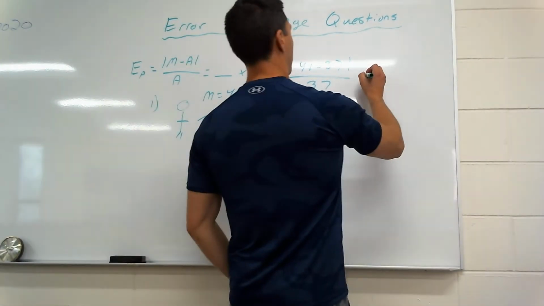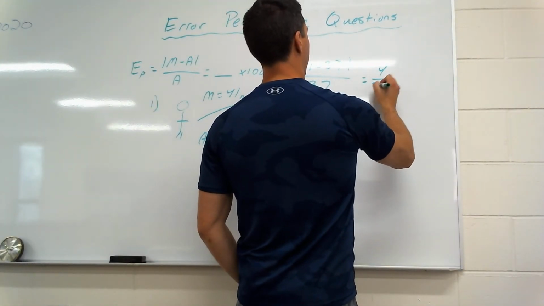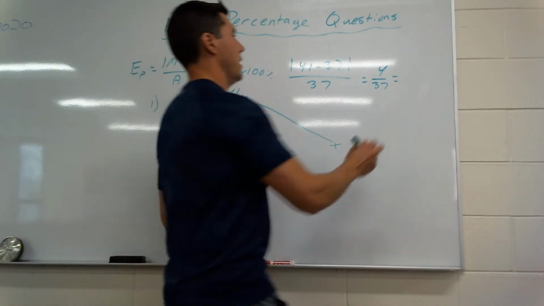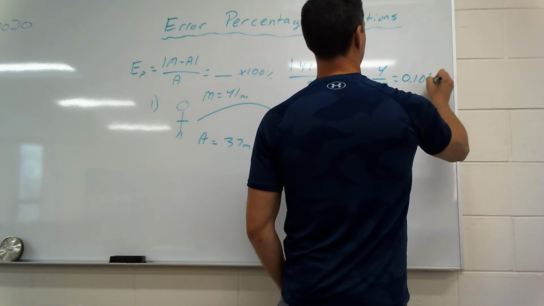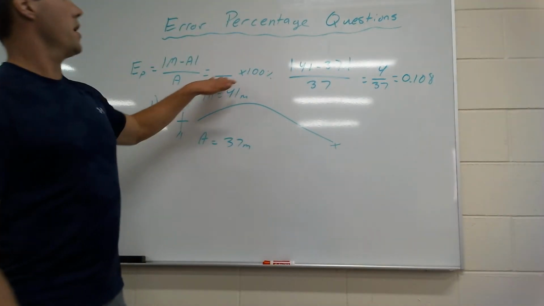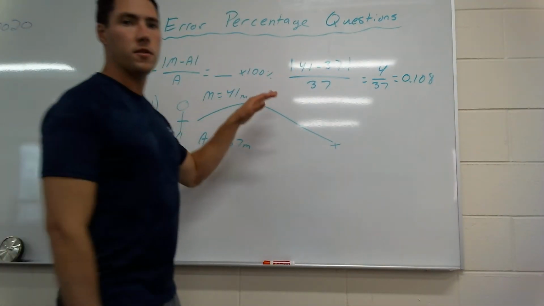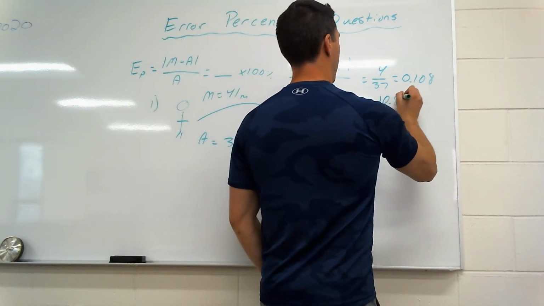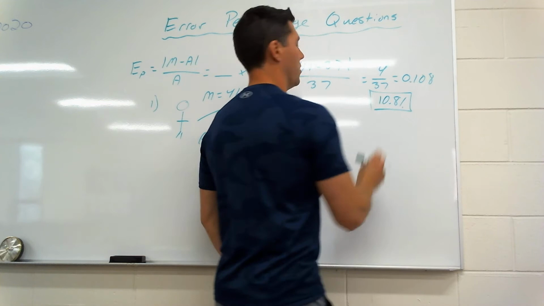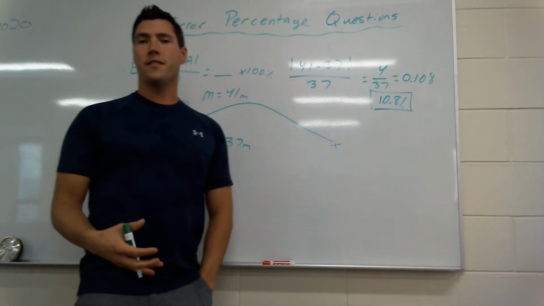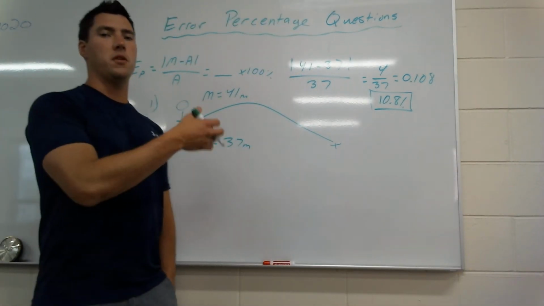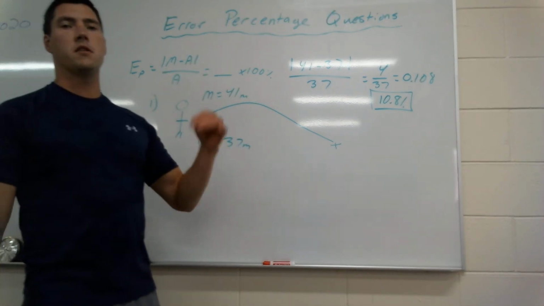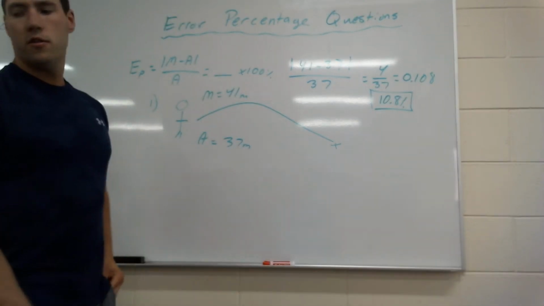So this turns into 4 divided by 37, which gives me a decimal of 0.108. We times that by 100 to get our percentage, and we get 10.8%. That is our actual error percentage on my estimation of my throw. So there's how to use the formula in a straightforward question when you're given the estimate and the actual accurate value. Okay, so there's question 1.